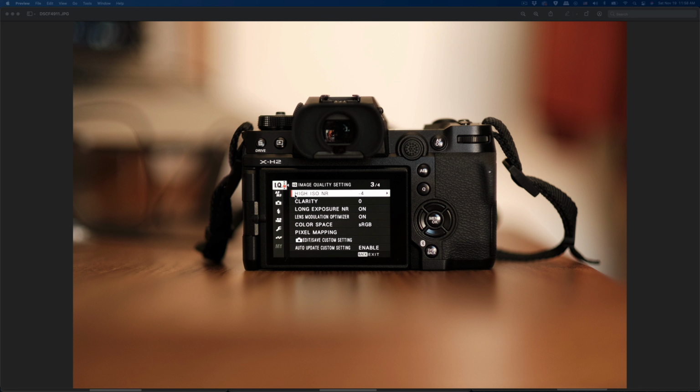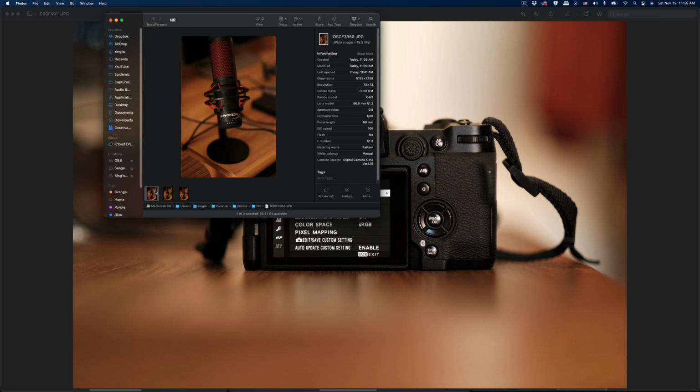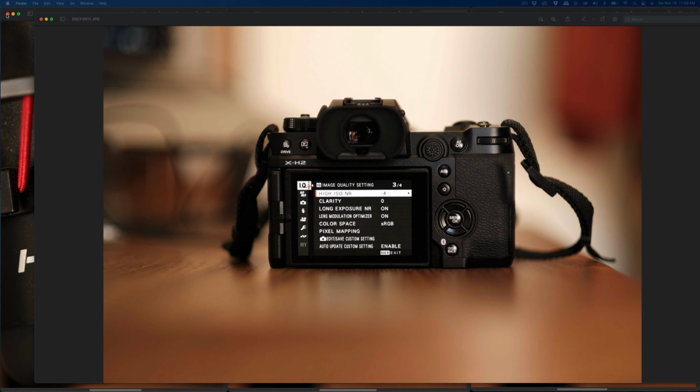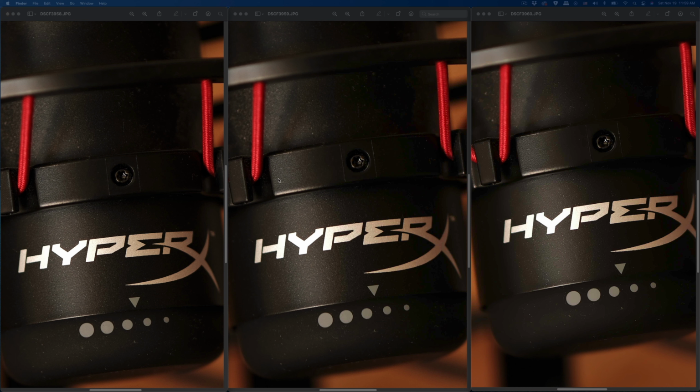Even though Fujifilm talks about high ISO NR noise reduction, I'm just wondering if it's affecting the low ISO. So what I did was take some pictures at 100 ISO. You can see it is 100 ISO speed right here. In the background I have three pictures, and all three have the ISO set to 100.